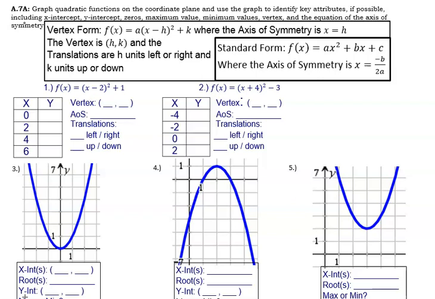Let's go over the Algebra 1 topic 7a's paper for the packet. Graph quadratic functions on the coordinate plane and use the graph to identify key attributes if possible, including x-intercept, y-intercept, zeros, maximum value, minimum value, vertex, and the equation of the axis of symmetry. If you got level 1 from the pre-assessment, I would recommend that you start on this page.